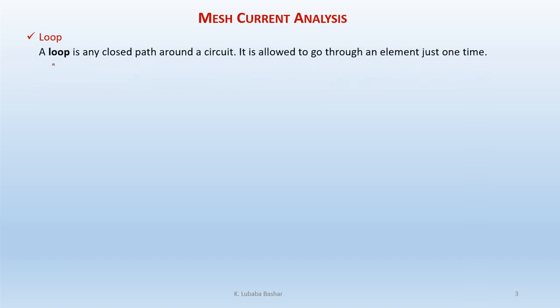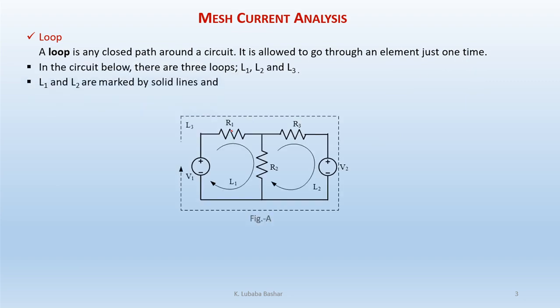See, I have written the definition of a loop here. A loop is any closed path around a circuit. It is allowed to go through an element just one time. For example, I have drawn a circuit here. You can see in the circuit of figure A, there are three possible loops.